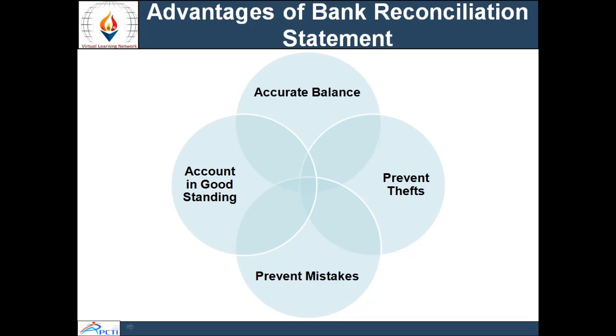Next one is account in good standing. Reconciling your financial account keeps your account in good standing when you know what you have available in the account to spend. You are less likely to overdraft the account, meaning that you withdraw or attempt to withdraw more money than you have in the account. Overdrawing your account will negatively affect your credit score.